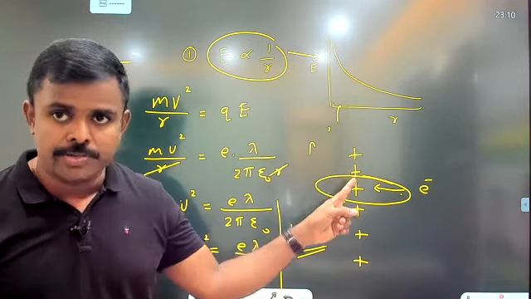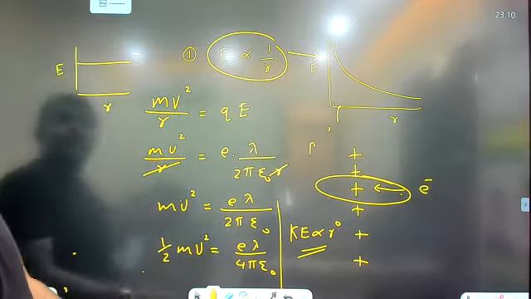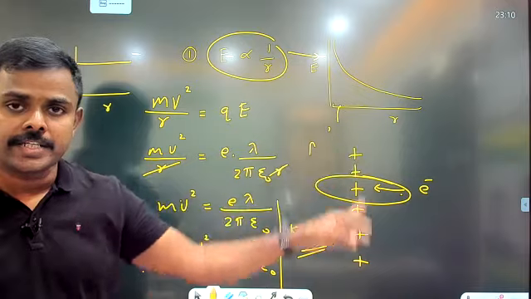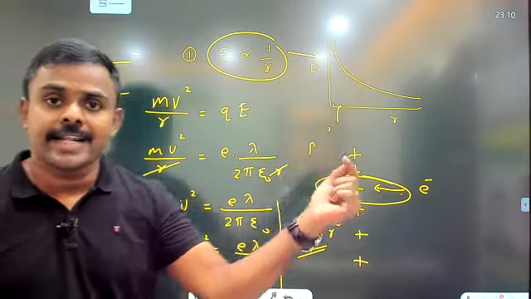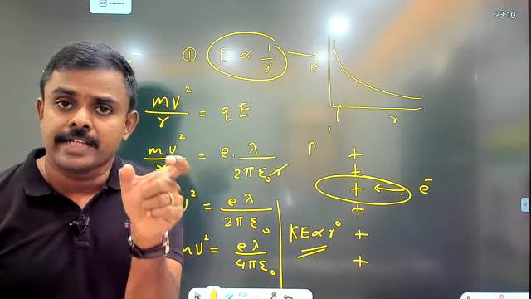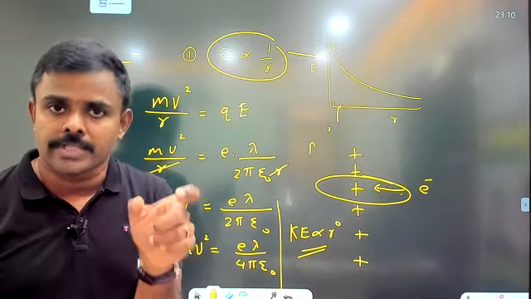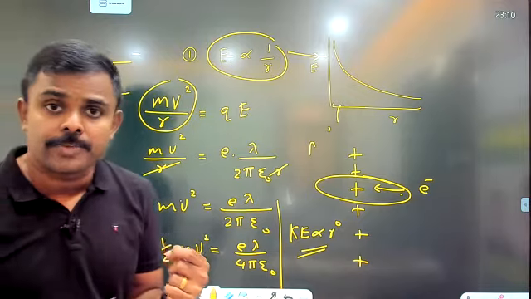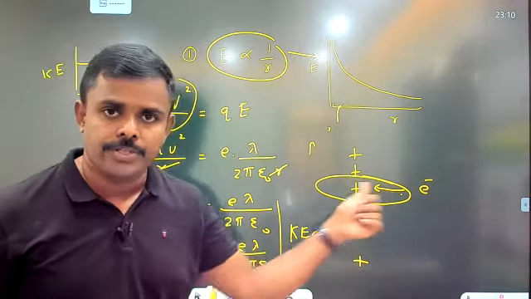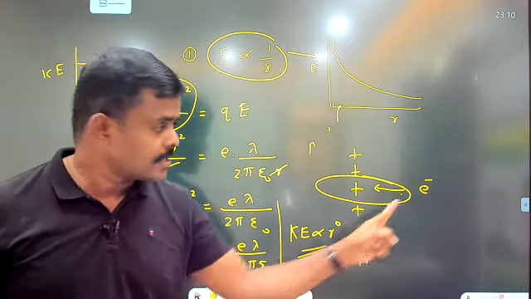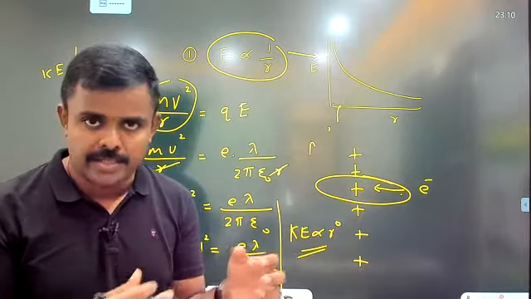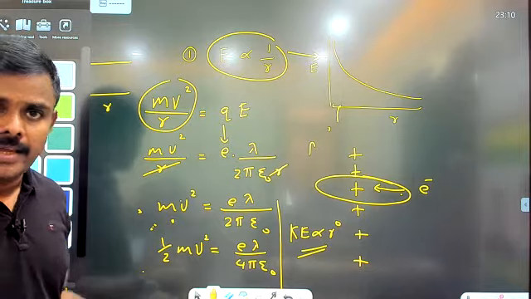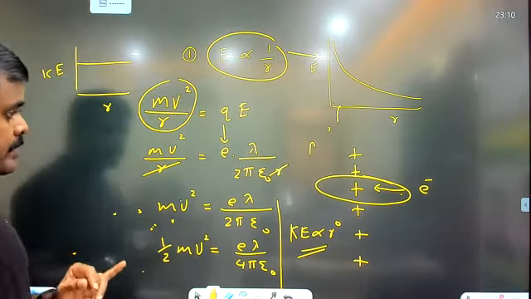Okay, we have a linear distribution of charges. This is KE, sorry, kinetic energy. All right, and there is an electron revolving around it. Whenever you see the word revolving in a question, you must think about centripetal force. Centripetal force is mv square by r. And who gives centripetal force here? Electrostatic force. Why? This is plus, this is minus. They have electrostatic attraction. Electrostatic force is Q times E. Q is E here because it is an electron that we're taking. And electric field is lambda by 2 pi epsilon 0 r.